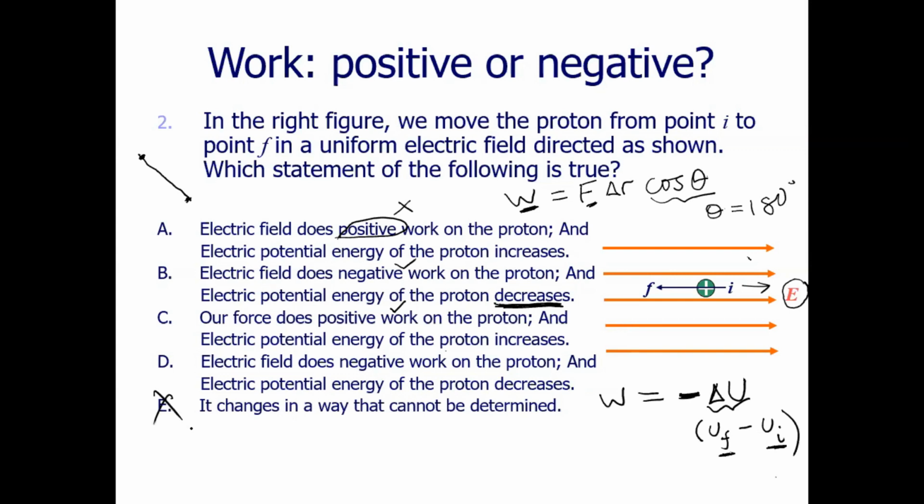So between the options that we have, B, C, and D. Now, let me explain to you why B as well as D are wrong. You see, when you are actually moving the proton to the right, we are saying that the external agent is actually doing positive work.